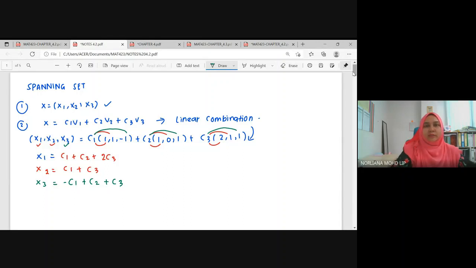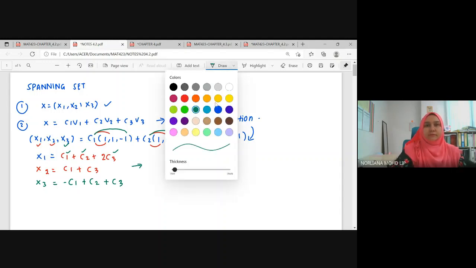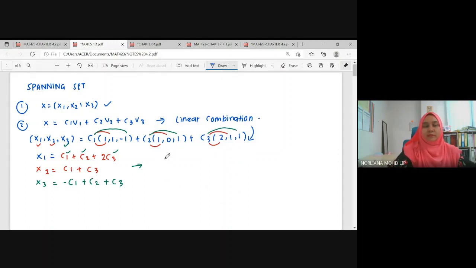Okay, so ni dah kita dah create lah system of linear equation. Then we solve the value for C1, C2, C3. Macam mana nak solve value C1, C2, C3? Okay, so we transform this system of linear equation into augmented matrix. Macam sebelum ni lah kita nak solve the system of linear equation kan. Okay, masukkan dalam augmented matrix. So 1, 1, 2, the coefficient for C.